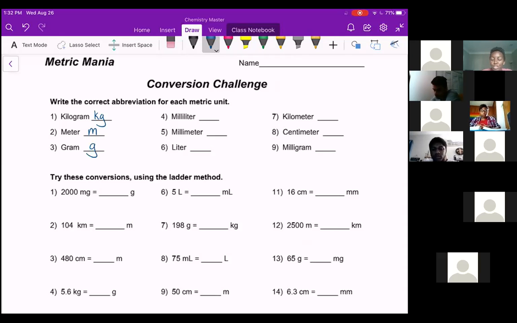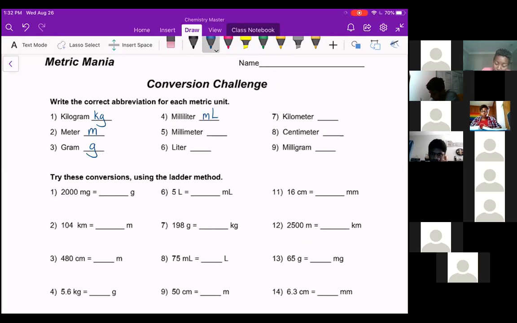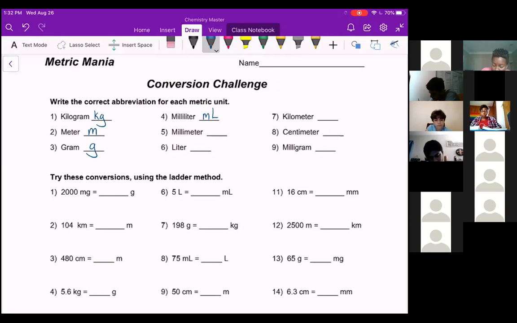Said, how about milliliter? ML. ML, very nice. And when we do the L, guys, we want to make sure it's a capital L, okay? Joe, how about millimeter? MM. Very nice. Fisher, how about liter? Just a capital L. Yes, capital L. Very nice.